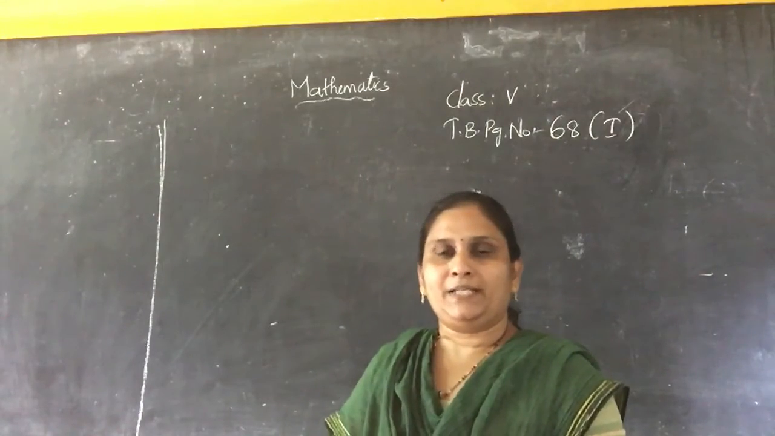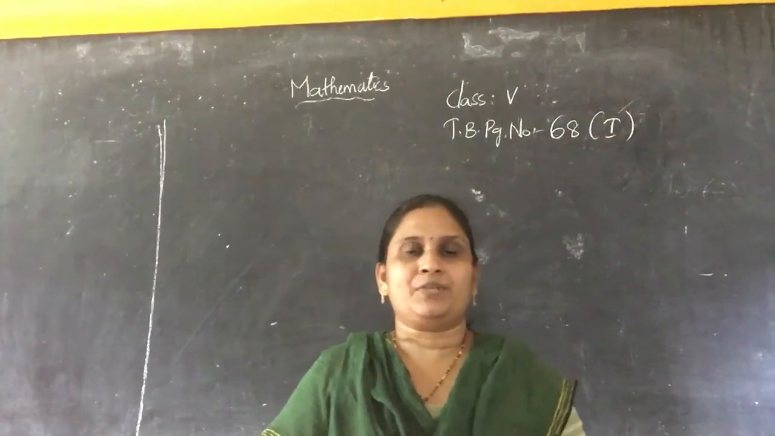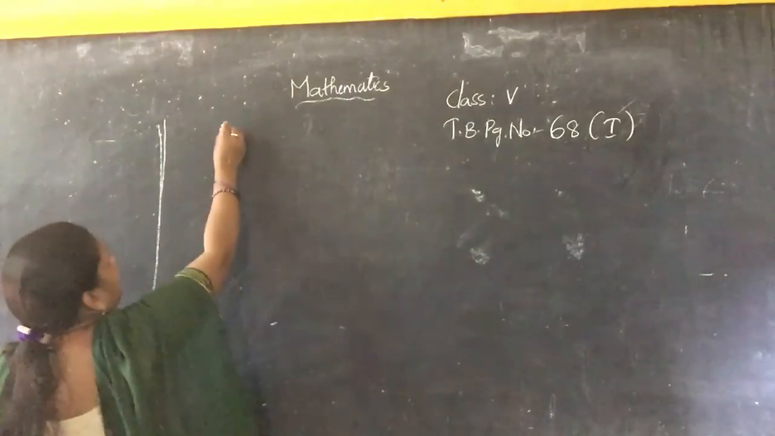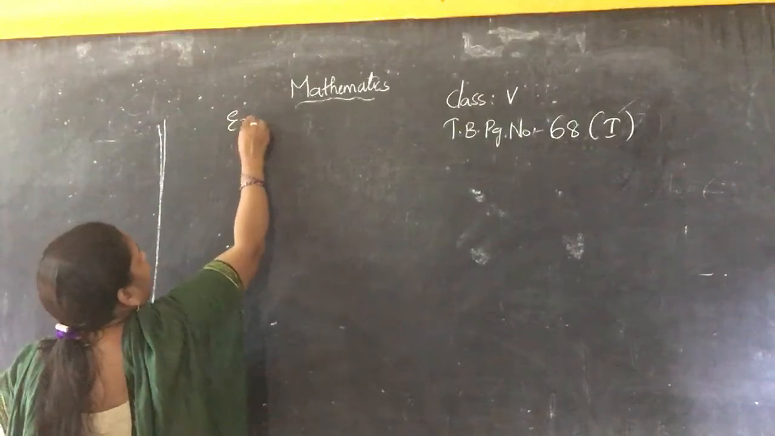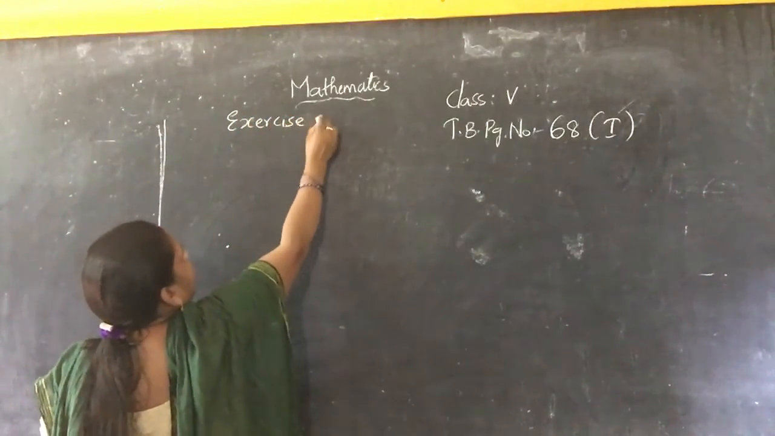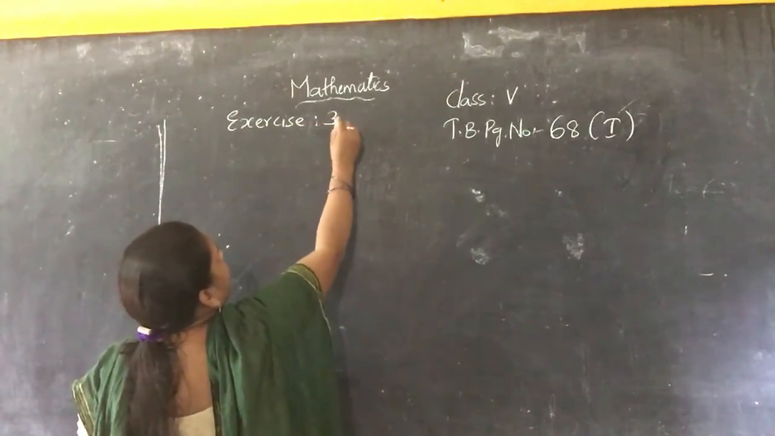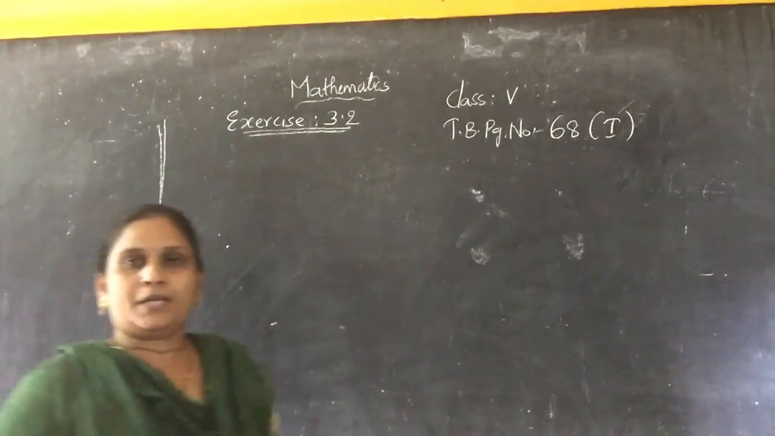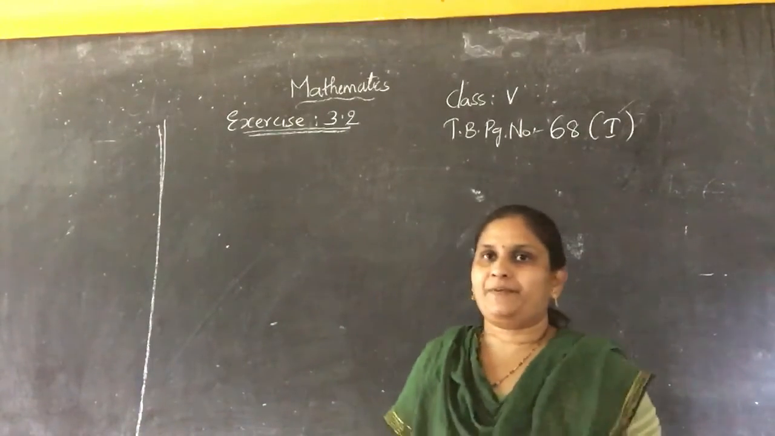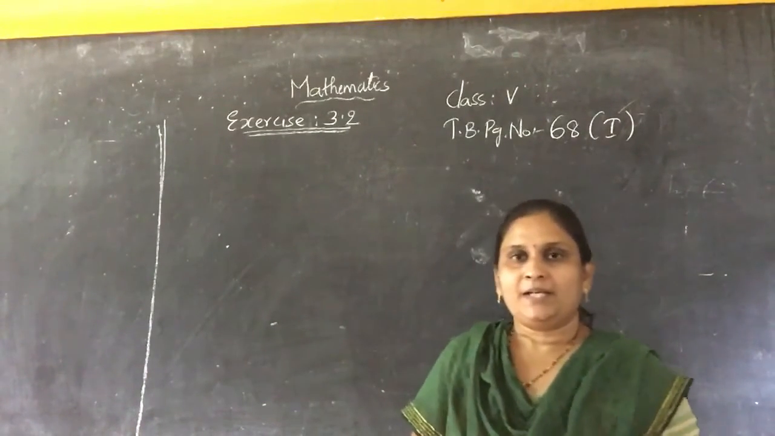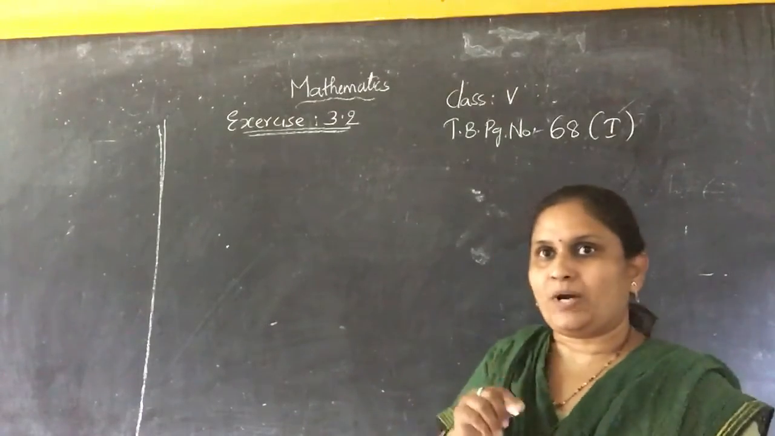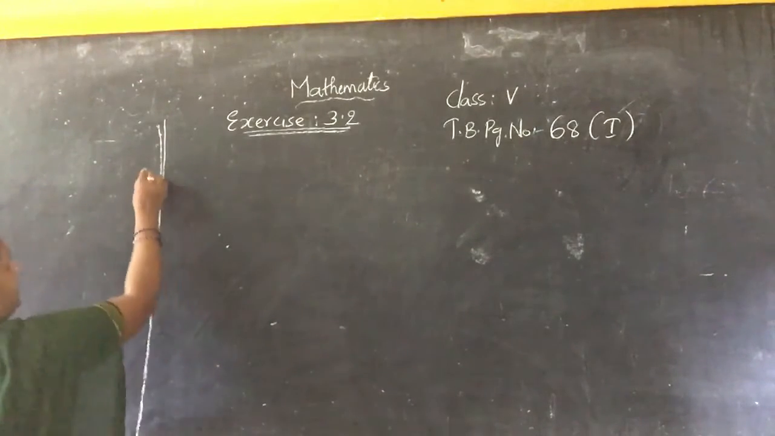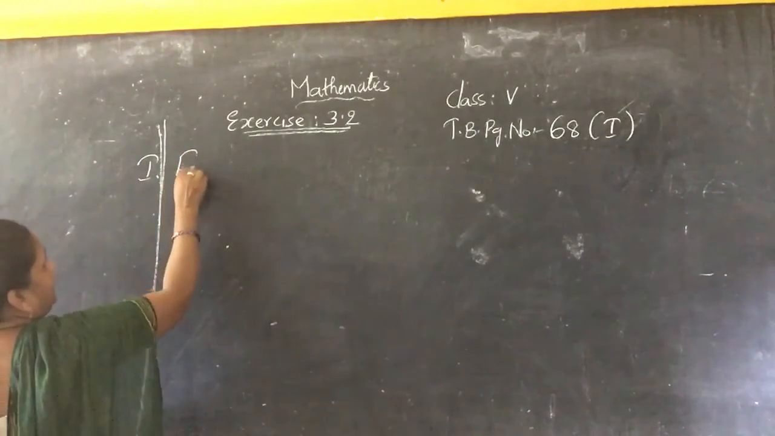So while you are writing in the classwork, write chapter 3 exercise 3.2. Exercise 3.2. Open your textbooks everyone. Textbook page number 68. In the 68th page, section 1. Section 1, write the heading in the classwork children. First you write the heading in the classwork with black pen.